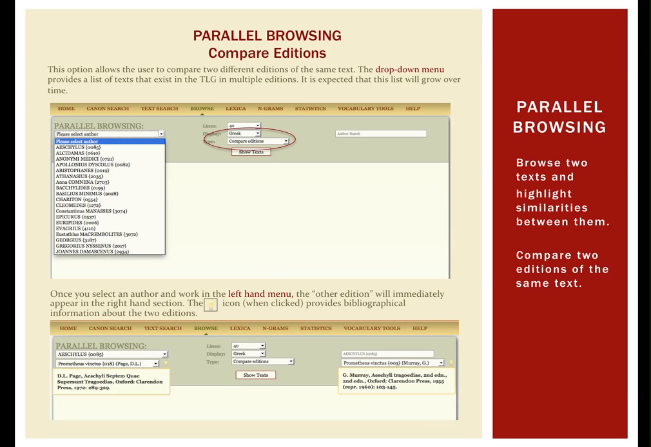Parallel browsing, compare editions. This option allows the user to compare two different editions of the same text. The drop-down menu provides a list of texts that exist in the TLG in multiple editions. It is expected that this list will grow over time. Once you select an author and work in the left-hand menu, the other edition will immediately appear in the right-hand section. The icon, when clicked, provides bibliographical information about the two editions.